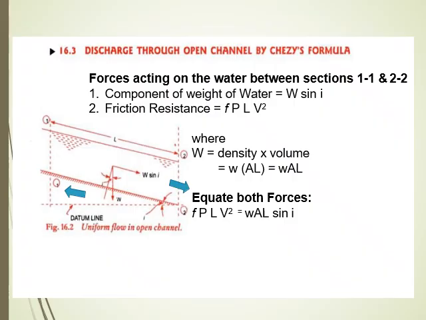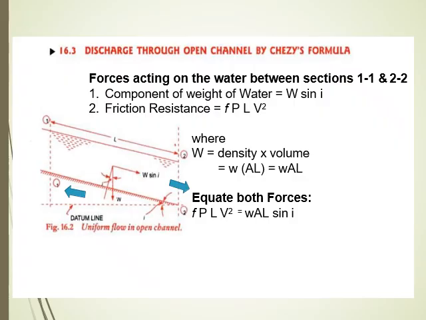So discharge through open channel by Chezy's formula. Here the diagram shows the uniform flow in open channel. We have two sections, section 1-1 and section 2-2. Section 1-1 is on the upstream side, section 2-2 on the downstream side. In section 1-1 on the upstream side we have a slope, and below we have a steeper slope. In section 2-2 on the downstream side there is no slope.